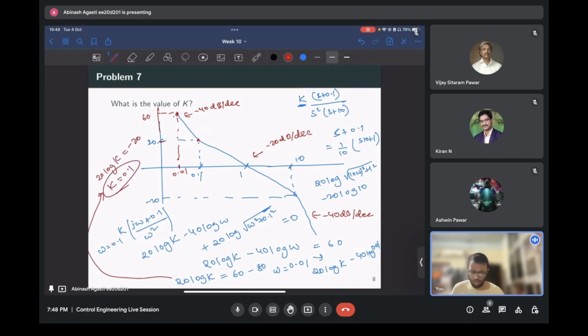Okay, sorry for bundling it so many times, but yeah, is it clear what we did here? Any issues? Yeah, okay. So this is a standard Bode plot problem.